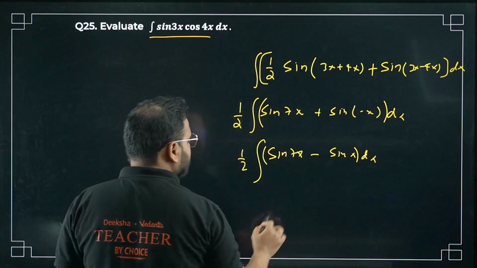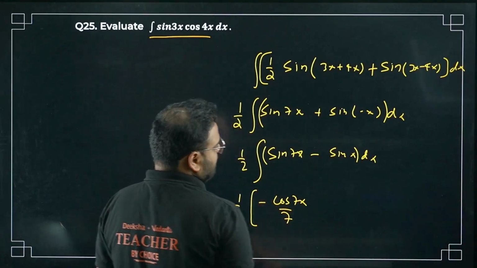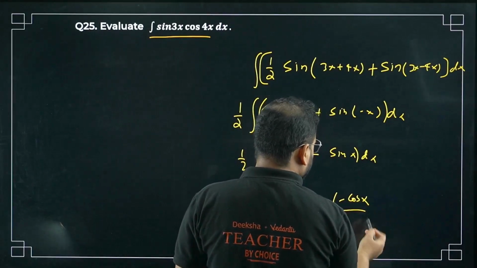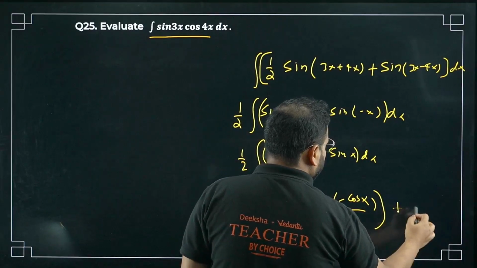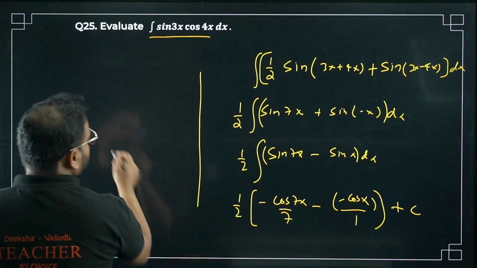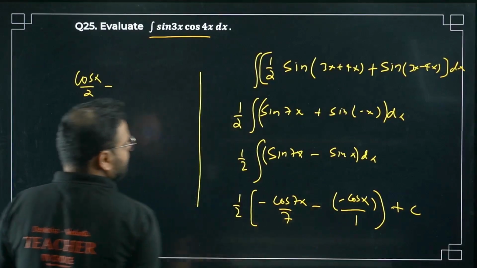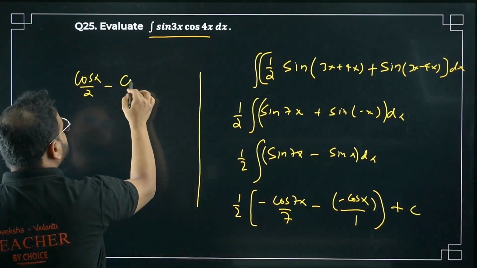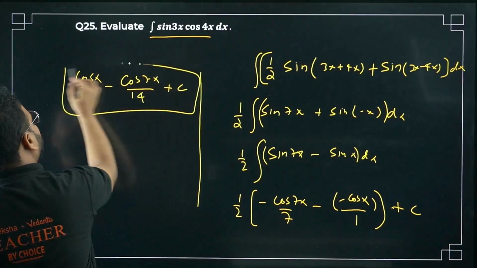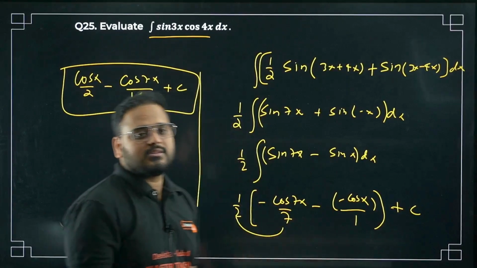Let's integrate this. It will become minus cos 7x by 7, with the 1 by 2 outside, and it becomes minus of minus cos x by 1, so only cos x, and then you'll have a constant plus c. So your final answer will be cos x by 2 minus cos 7x by 14 plus c. How does 14 come? 2 into 7, multiplying the 1 by 2 to both the terms. This is your final answer.